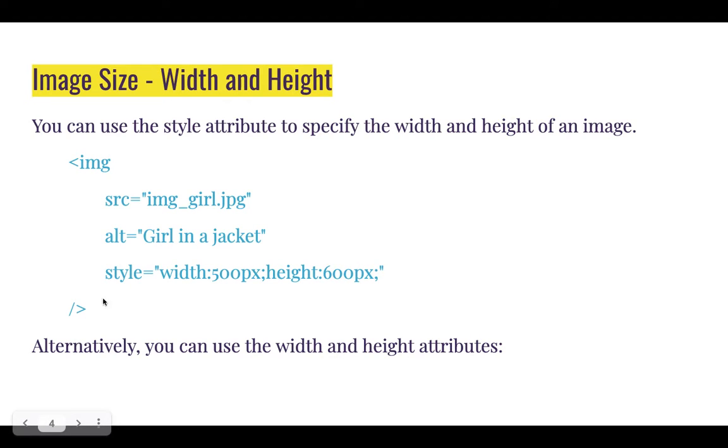Alternatively, if you don't want to use the style attribute, you can just go directly and add a width attribute and you say equal to double quotes, then you put the value that you want, maybe 500. Then you say height as well, equal to double quotes, then you put 600.